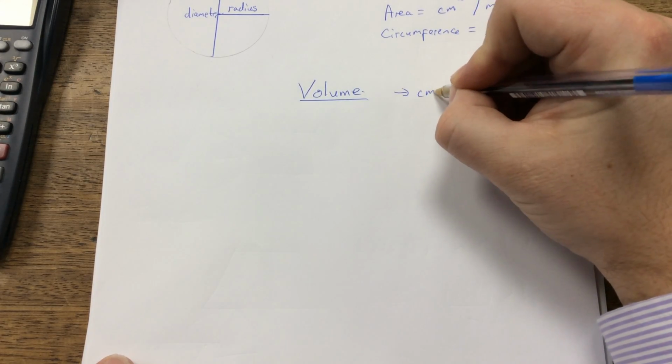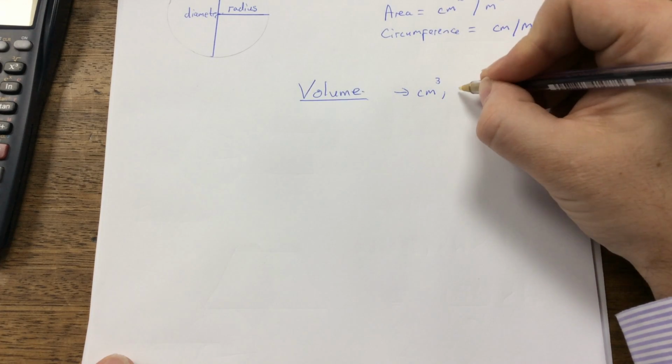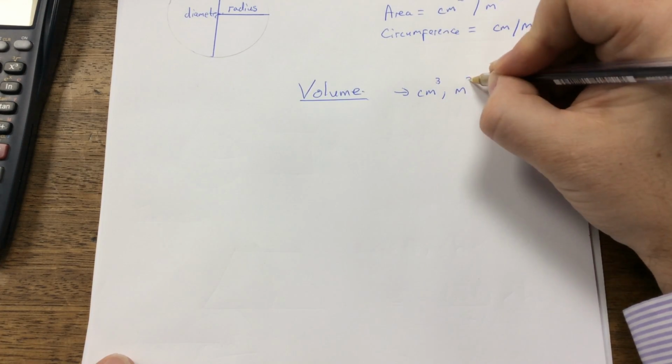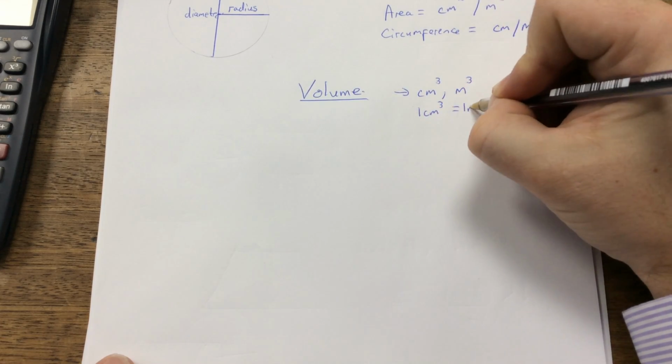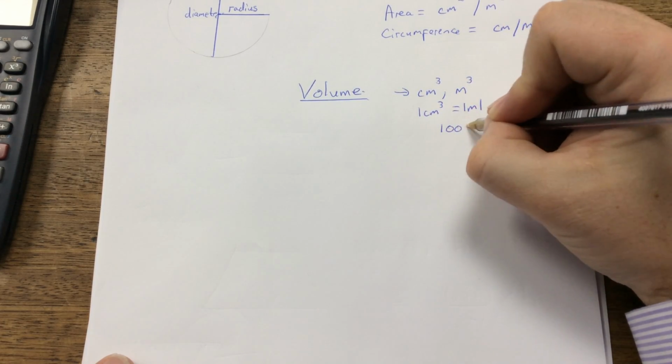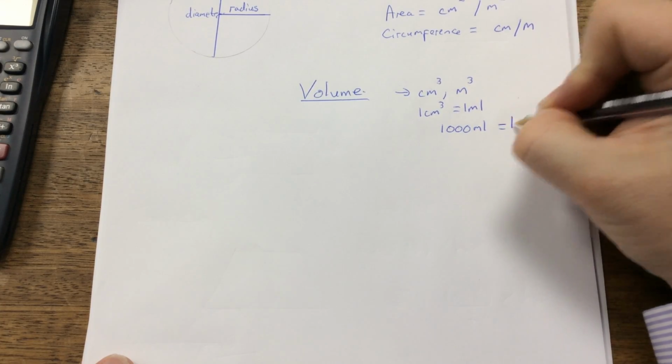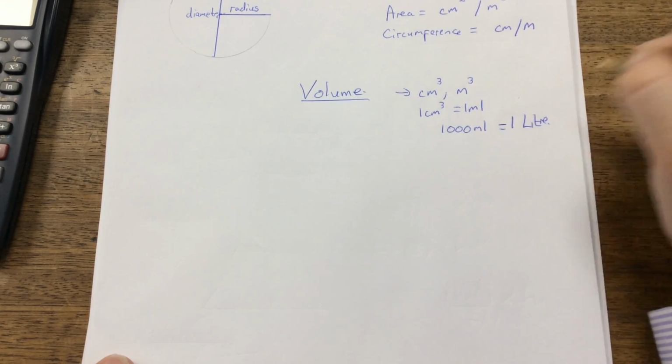Volume is always measured in cubes because it's three dimensions. So it's centimetres cubed or metres cubed. 1 centimetre cubed is 1 millilitre, and there are 1,000 millilitres in a litre. Those are the key facts you need to know.